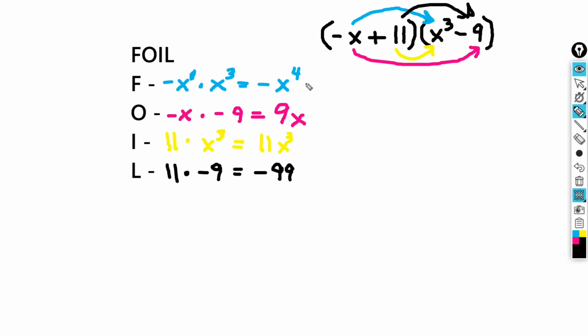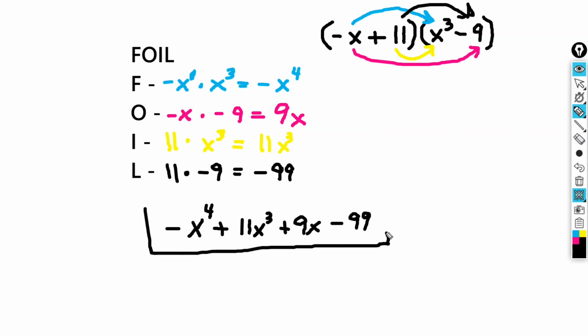Now, when I write this out, I'm going to go from the highest exponent, x to the fourth, to the lowest, which is essentially an x to the 0, because anything to the 0 power is 1. So we're going to go x to the fourth, x cubed, x, and then negative 99. So we're going to start off negative x to the fourth plus 11x cubed plus 9x minus 99. And that's going to be our solution to this example.